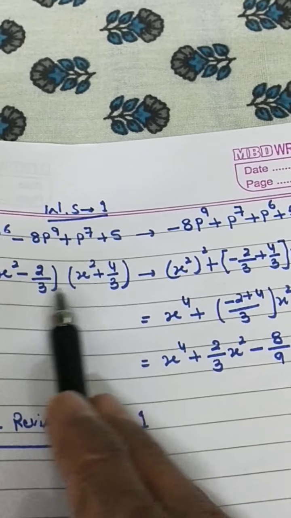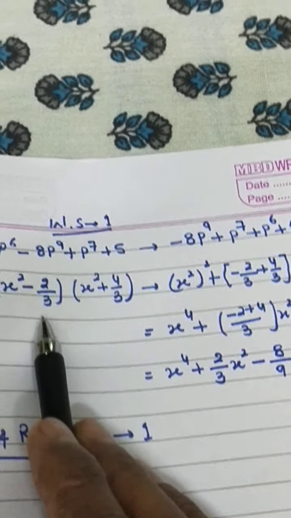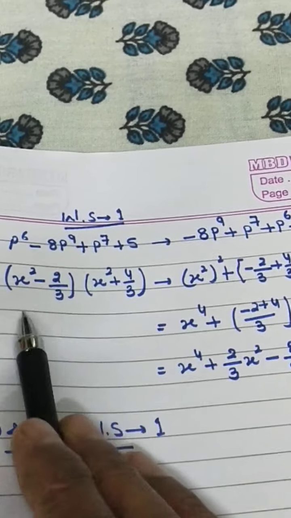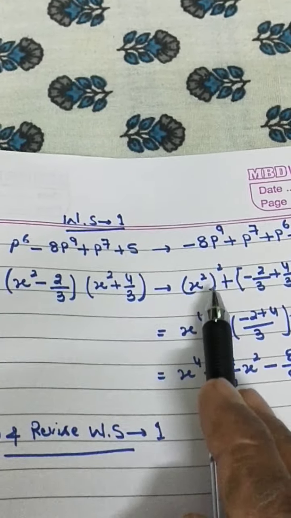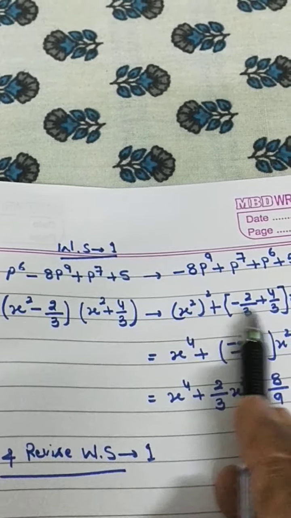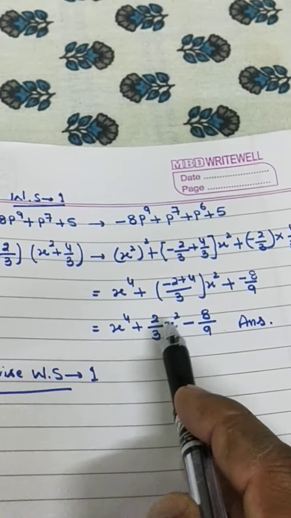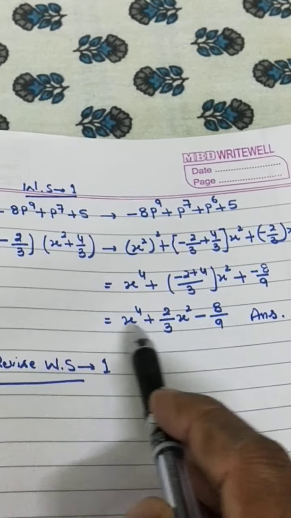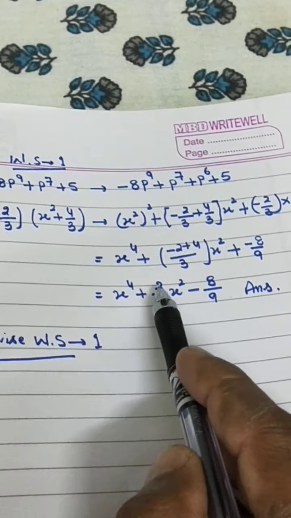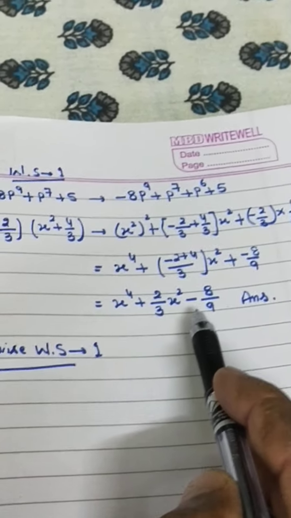Similarly, the product of two binomials: we can use the identity (x plus a)(x plus b) equals x square plus (a plus b)x plus a into b. This is equal to x to the 4 minus 2 upon 3 x square minus 8 upon 9. So this polynomial is given in standard form.